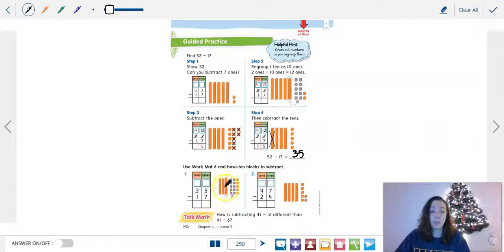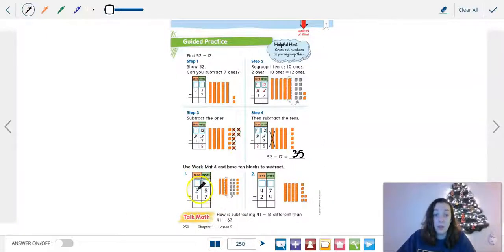So they've drawn this picture for us already. There's 3 tens, and you can see the original 5 ones. And to take away 17, we did not have enough. So as you can see, they had to split a 10 into 10 ones. So now we have 15. So let's show that on our numbers.